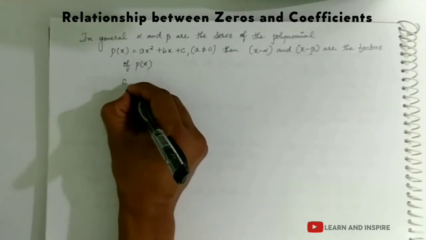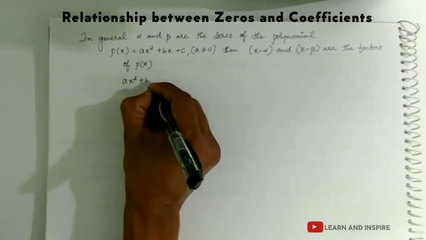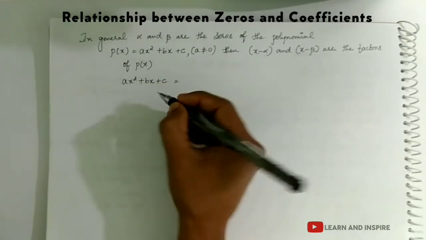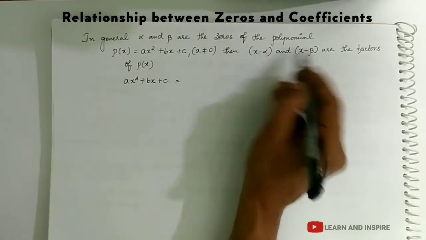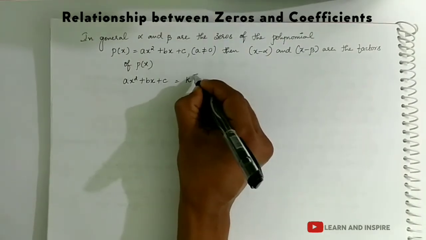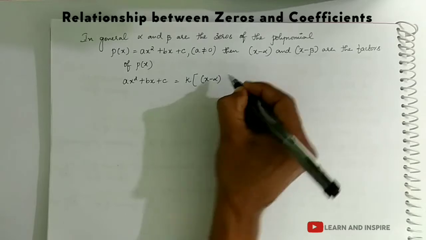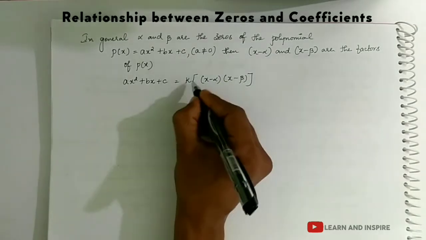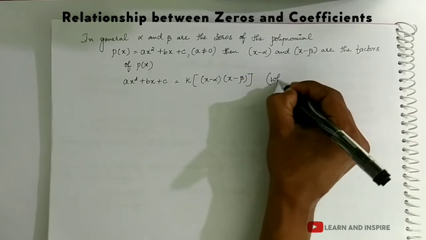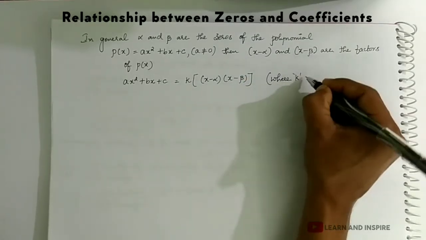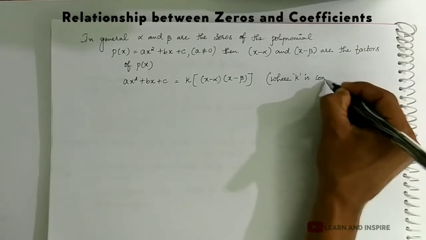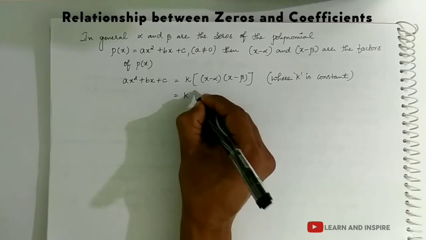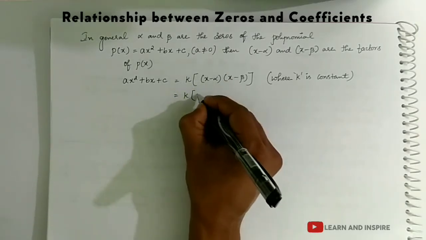So I write ax square plus bx plus c equals to, so how can we write the quadratic polynomial? By using these two factors. Okay, so k into x minus alpha into x minus beta. So here k is any constant. K is a constant.